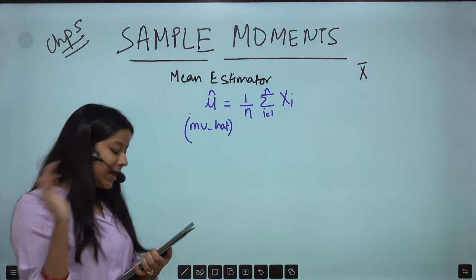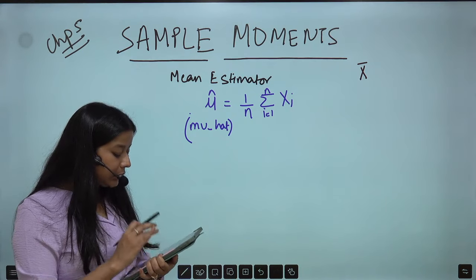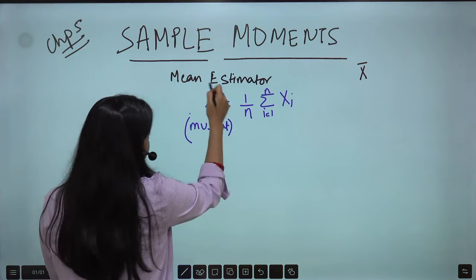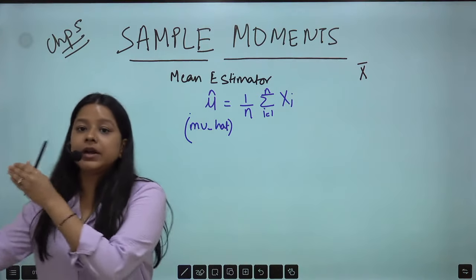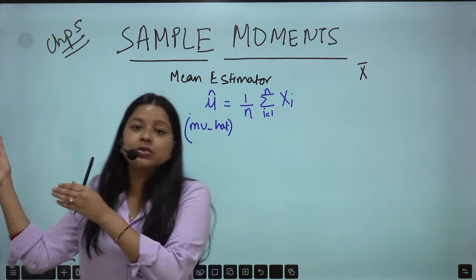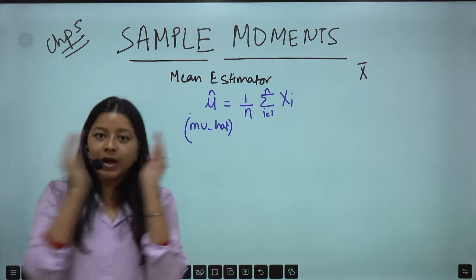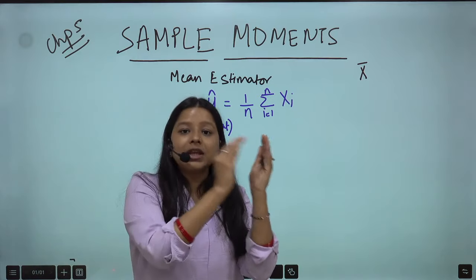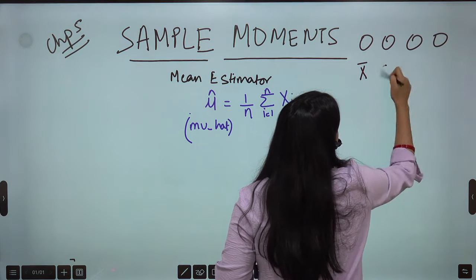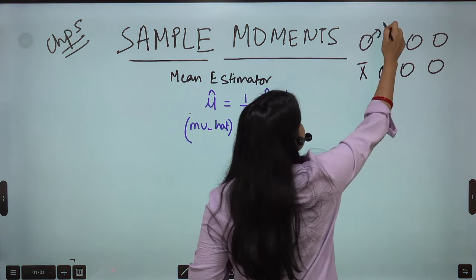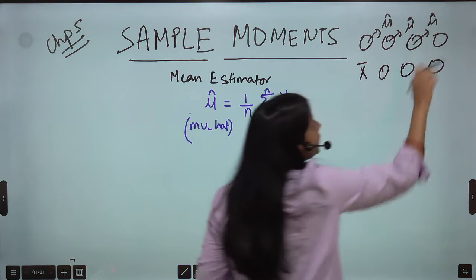Now, X bar is the sample mean that we have already seen. So, let's understand another thing. Suppose you have sets of 100 values, let's suppose 10 sets like this. For each of these sets, you are calculating mu hat. Mu hat. Mu hat. You have calculated 10 mu hats.